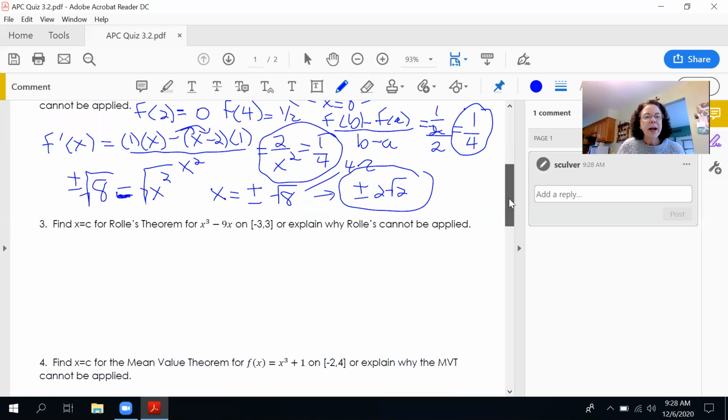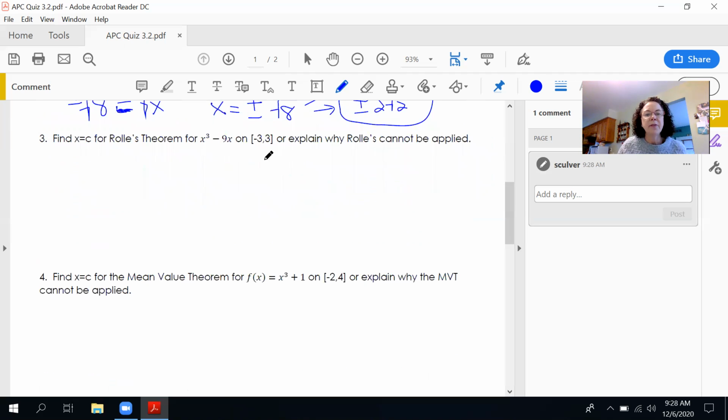Number 3, find x equals c for Rolle's theorem for this polynomial on -3 to 3, or explain why it can't be applied. A polynomial is continuous and differentiable, and it is on a closed interval. Let's check our f of a and f of b, right?